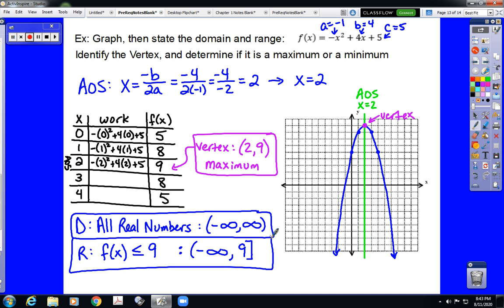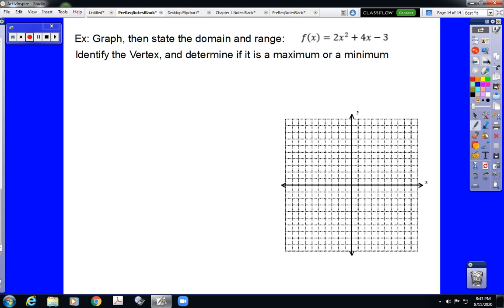So, our last example, again, first step is to identify A, B, and C. A is 2, B is 4, C is -3. Now we've had 4 come up a lot for the B value. That doesn't always happen, okay, but it did this time. Anyway, again, the C value tells us that the point 0, -3 is going to be on our graph, so we might as well graph that y-intercept now.